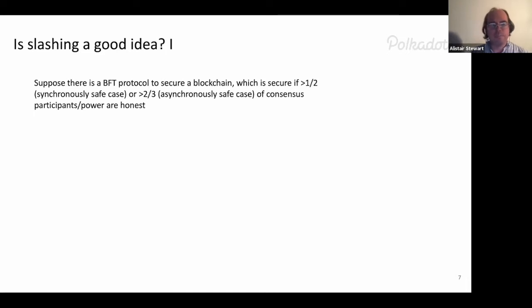And certainly there are people that argue that you shouldn't be doing slashing. We shouldn't be doing punishments. And I'm going to try and explain why, at least from my understanding of the argument.